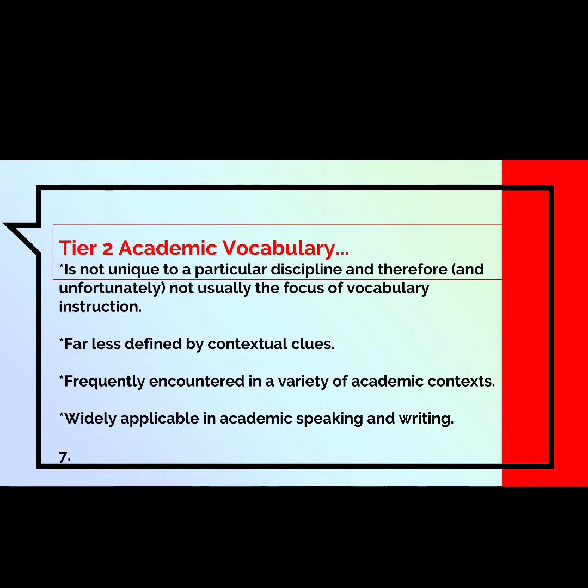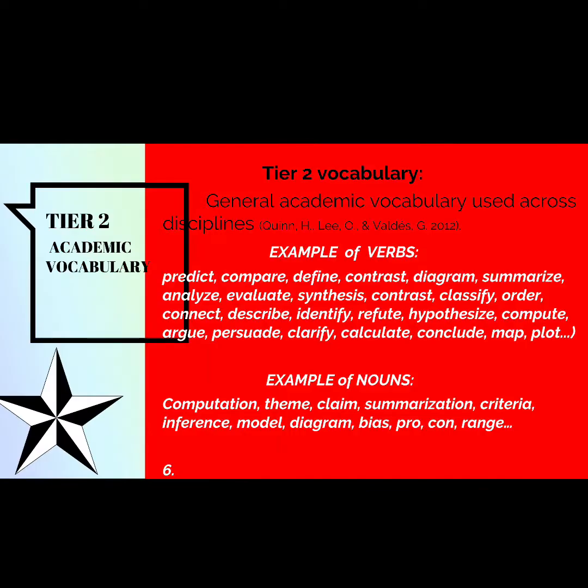Tier 2 academic vocabulary is not unique to anyone's particular discipline, and therefore, historically, unfortunately, most of us don't deliberately teach it. We can't expect kids to understand it based on contextual clues. It's frequently encountered in print. These are the words that normally we see in academics in books, and they are widely applicable. So if you use the word in math, chances are it will transfer to science or to a technology class.